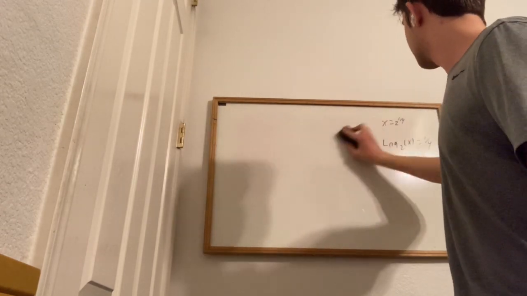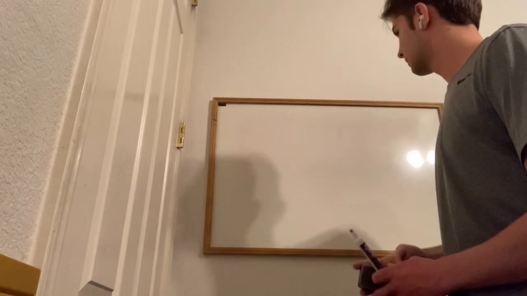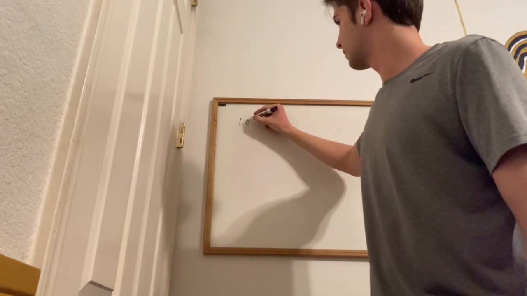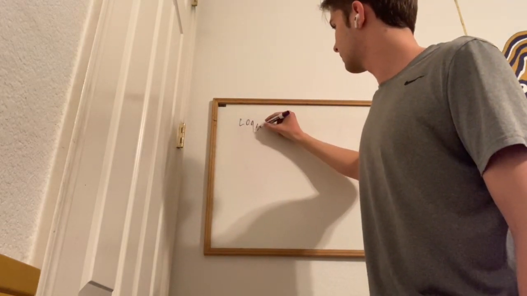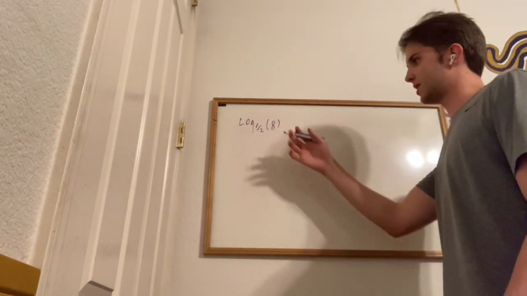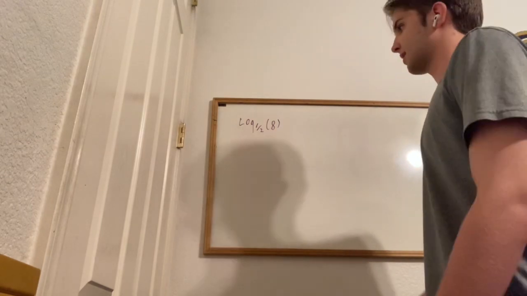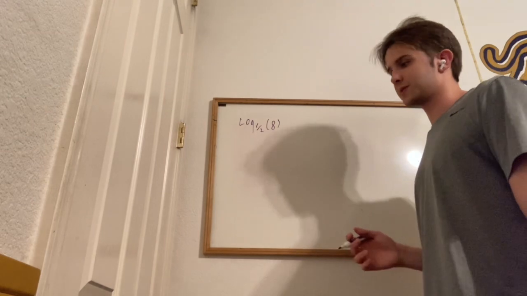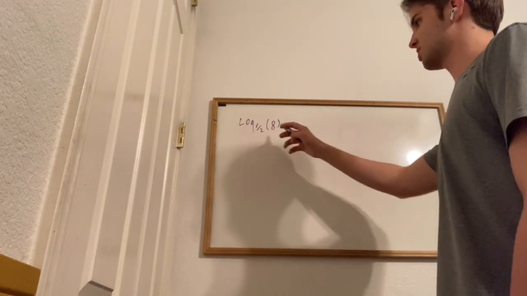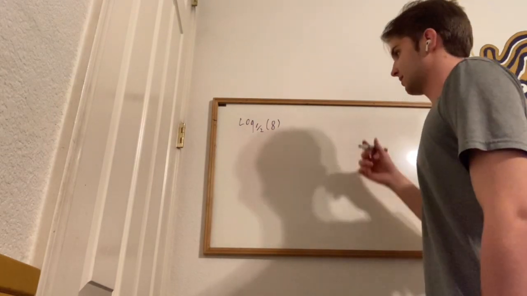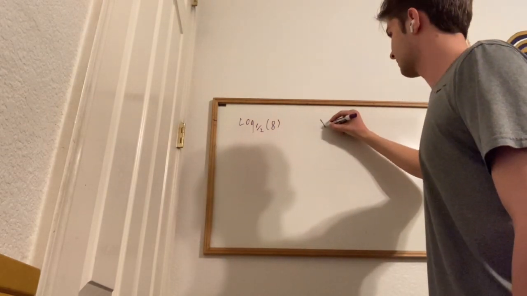On to the next case. What if the base is less than 1? What if instead of log 2 of 8, it was log 1/2 of 8? How would you do it then? Because if you repeated divisions, it's just going to make the 8 go higher and higher instead of closer to 1. And you can actually still solve this with the repeated divisions way. You just have to change how the log is written. And I'll show you how you can do that.